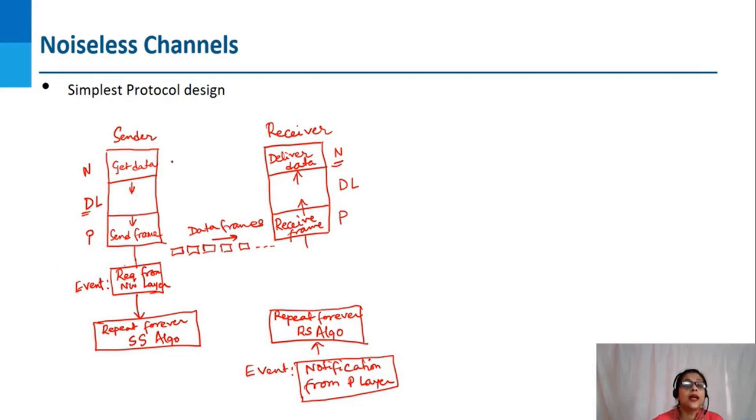Now, what are the events that are happening at the sender side? The events that are happening are requests from the network layer. Unless there is data coming from the network layer, the data link layer cannot process the data. So, the algorithm at the sender side repeats forever. Whenever the data comes from the network layer, it processes it. What happens at the receiver side? There again is an event. It has to have a notification from the physical layer that it has received a frame. And at the receiver side also, the algorithm repeats forever.